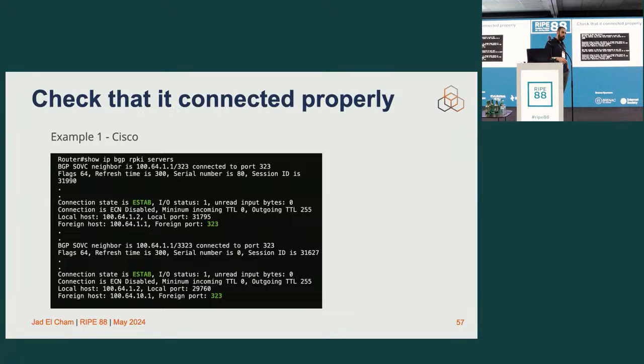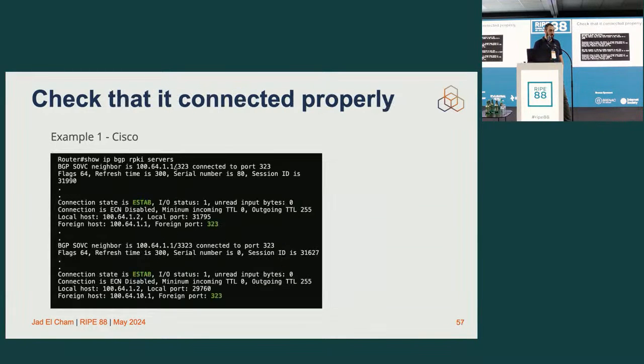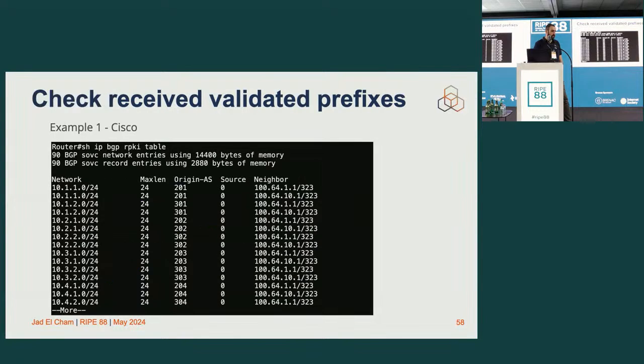Typically, after that, you wait a little bit, and then you can check the status of it using show ip bgp rpki servers. It will tell you, yeah, we have two neighbors. So that's the first one over here. The connection is established. These are the ports that we're using. And then that's the second one. That's the information. It's established. This is the port that I'm using, both to listen and to send.